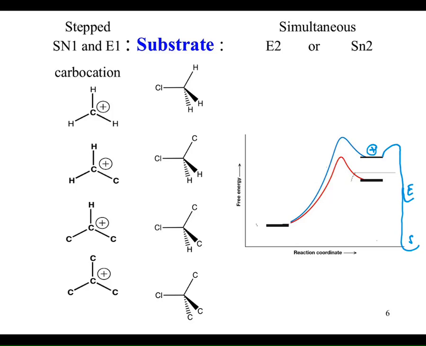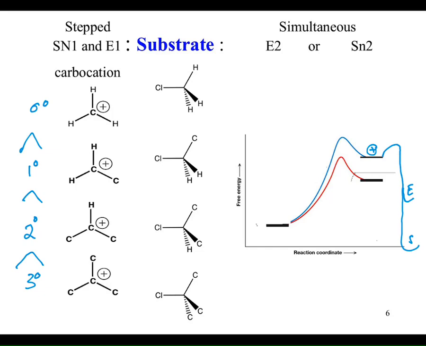Okay? So what we need to do is decide which of these would be easier to form. Well, this then goes back to stability of our carbocations, which you should remember from the previous video. The tertiary substrate, or the tertiary carbocation, is more stable than the zeroary, and so the tertiary should react faster than the secondary, faster than the primary, faster than the zeroary.